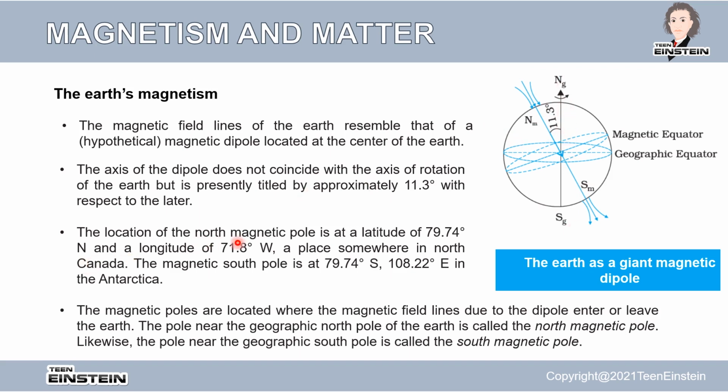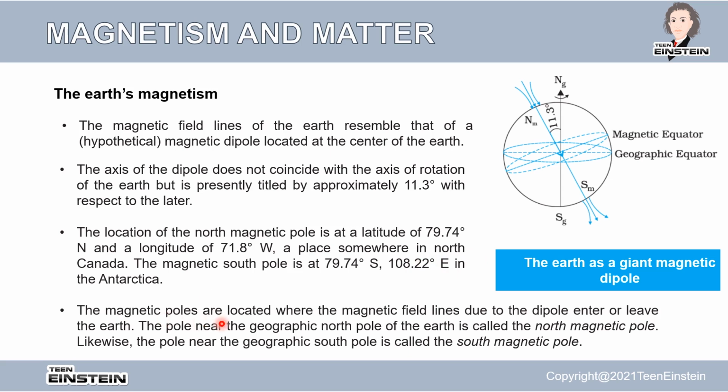So the location of the north magnetic pole is at a latitude of 79.74 degrees north and a longitude of 71.8 degrees west, a place somewhere in North Canada. So that is where the North Pole is located. The magnetic South Pole is located in Antarctica at 79.74 degrees south and 108.22 degrees east. So this is the location of the magnetic North Pole and the South Pole.